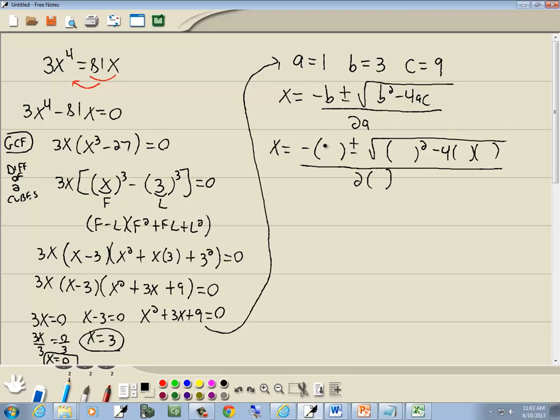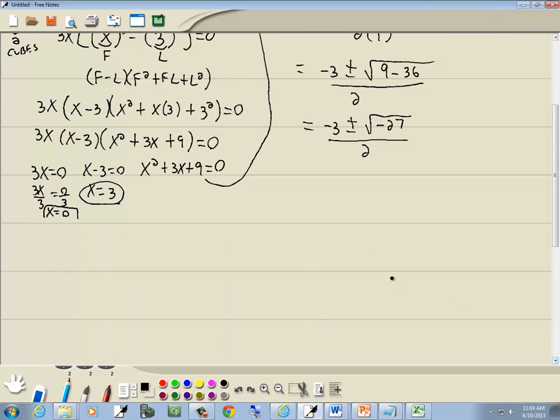Now everywhere I had a b, I'll put in 3. Everywhere I had an a, I'll put in 1. And everywhere I had a c, I'll put in 9. So we get negative 3 plus or minus the square root of 3 squared, which is 9, minus 4 times 1 times 9, which is 36, all over 2. 9 minus 36 is negative, what is that, 27? Yeah, negative 27 over 2.